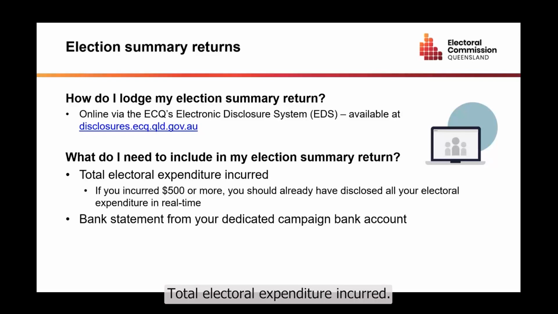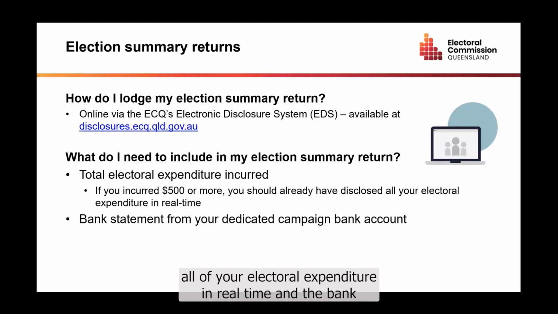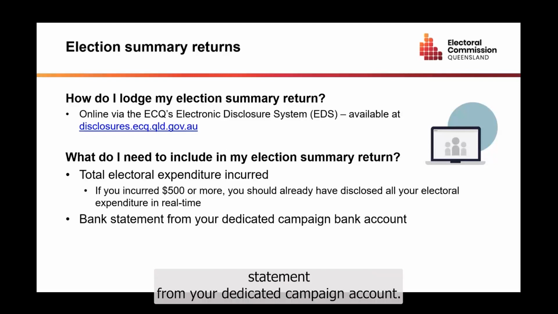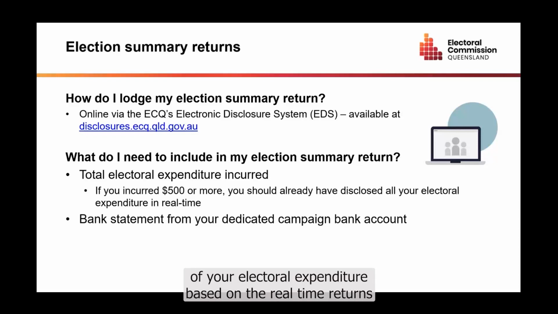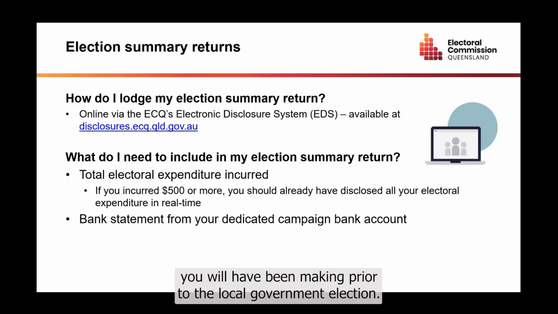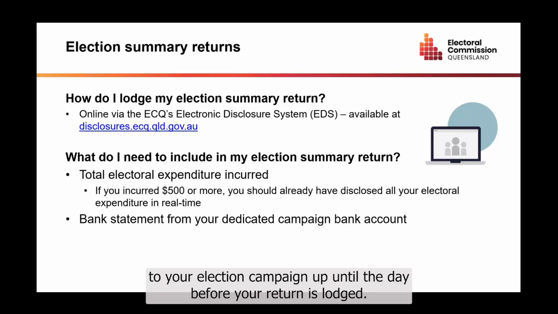What do I need to include in my election summary return? Total electoral expenditure incurred. If you incurred $500 or more, you should have already disclosed all of your electoral expenditure in real time, and a bank statement from your dedicated campaign account. The EDS will automatically calculate the total value of your electoral expenditure based on the real-time returns you will have been making prior to the local government election.